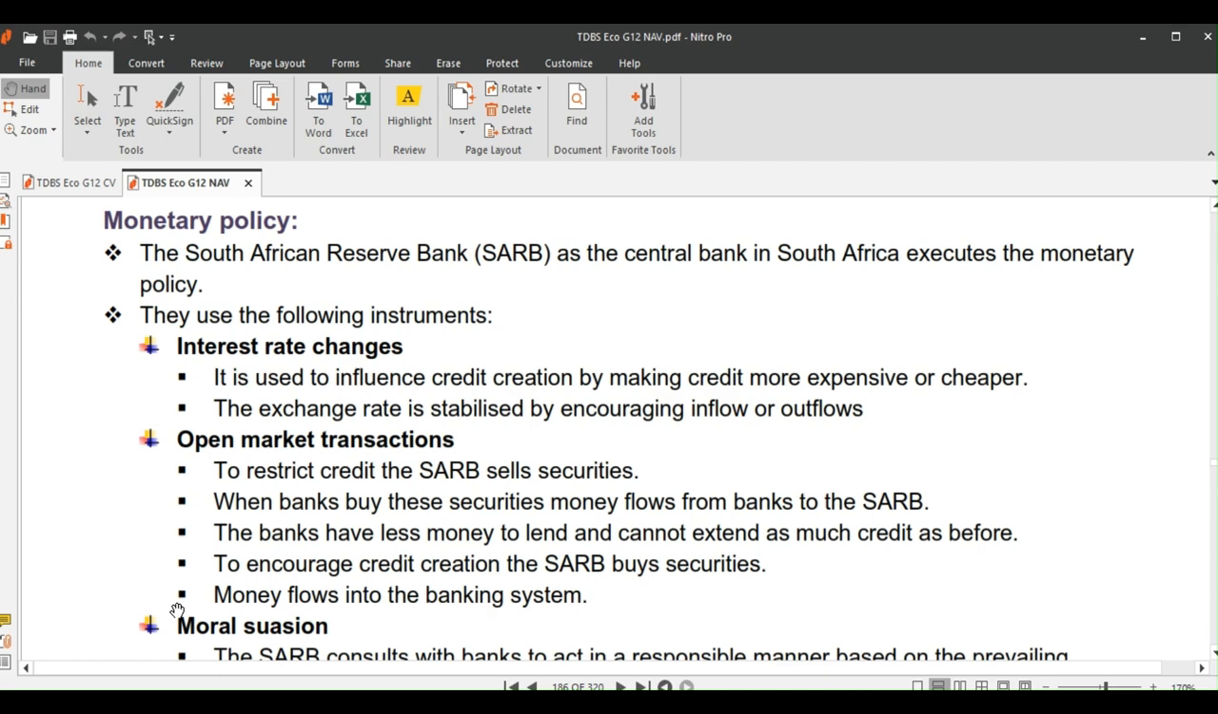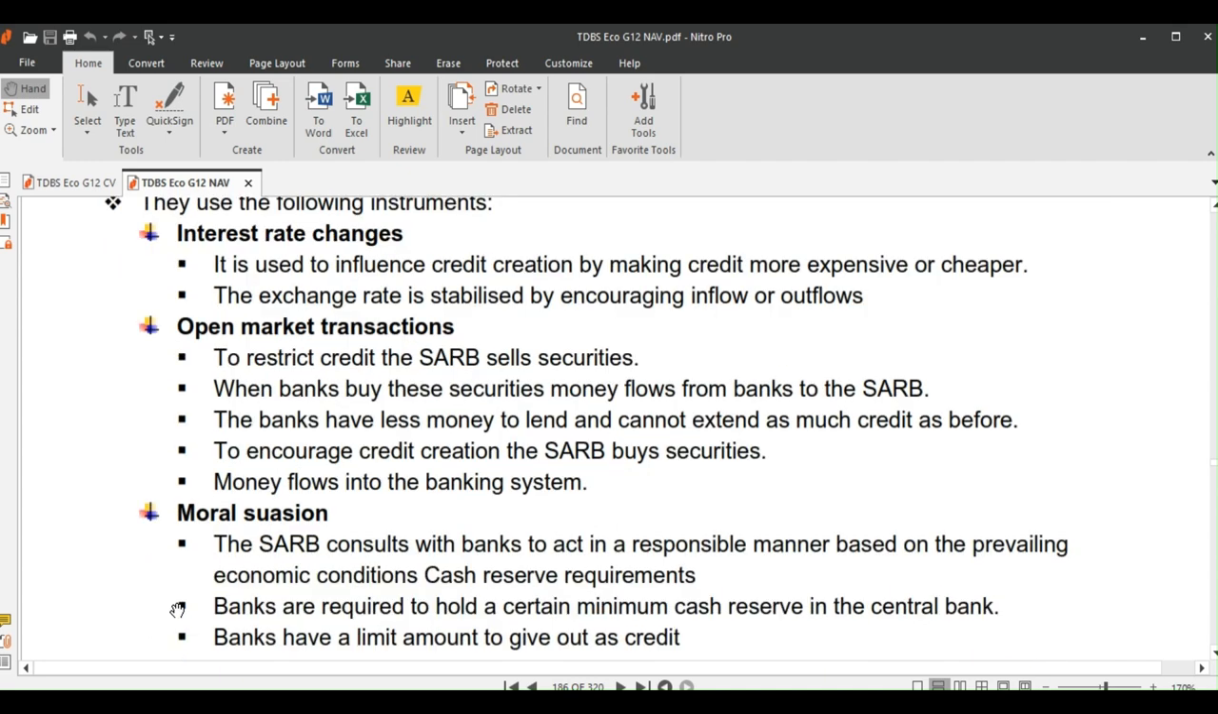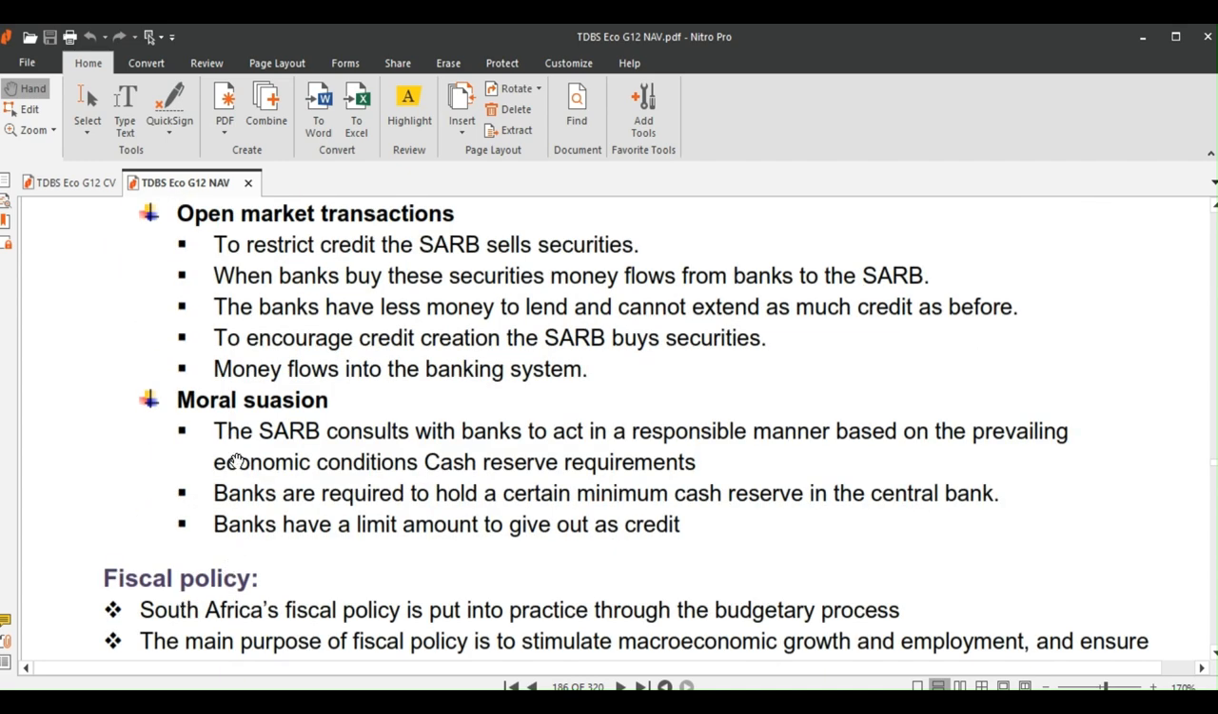The last instrument used by the SARB is moral suasion. Moral suasion is an appeal to morality in order to influence or change behavior. It can also refer to the act of persuading a person or group of people to act in a certain way through rhetorical appeals, persuasion, or implicit and explicit threats. The Reserve Bank consults with banks to act in a responsible manner on the prevailing economic conditions. Banks are required to hold a certain minimum cash reserve in the central bank.